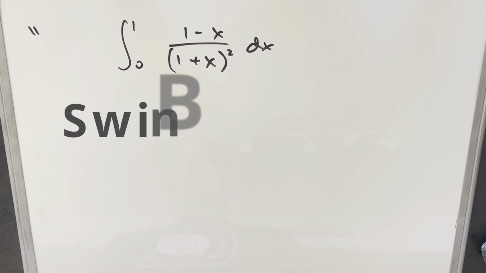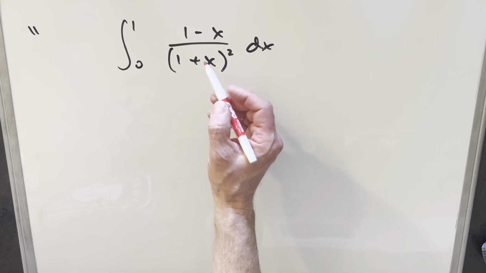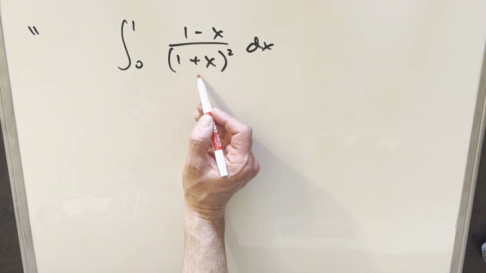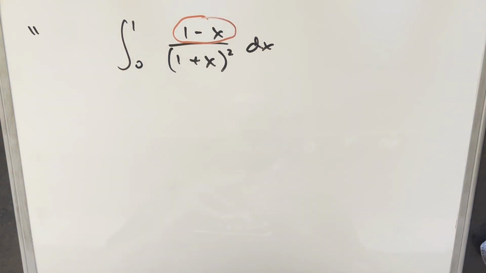Okay, we have here today another integral from the Swinbee 2019. This one's problem 11. We have the integral from 0 to 1 of (1 minus x over 1 plus x) all squared dx. Okay, to get started with this, what I'm thinking is this is kind of close to having 1 plus x. If we had 1 plus x, we could do some cancellation. But what we can do is just manipulate this numerator in order to set this up.